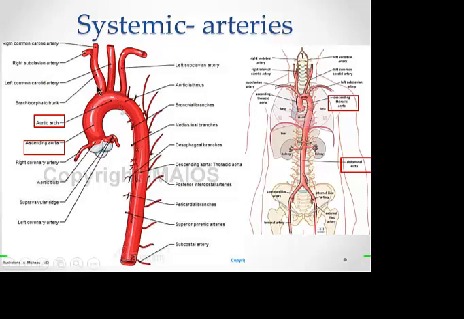So you can see this. So the branches of the arch of the aorta would be brachiocephalic trunk, left common carotid, left subclavian.